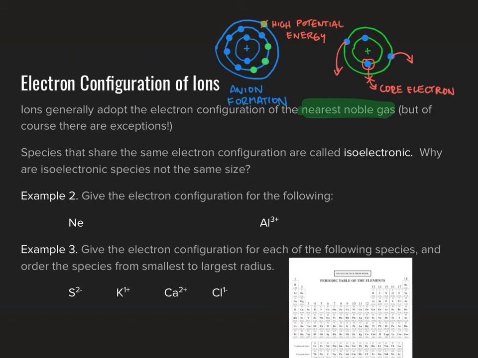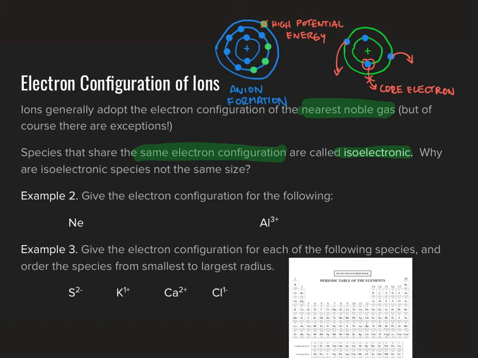Now, if all of these ions are forming the electron configuration of the nearest noble gas, that means many of these different ions are going to end up with the exact same electron configurations as one another. Those species that share the same electron configuration, we call isoelectronic. And what I want to look at now is why those isoelectronic species are not the same size, given that they have the same electron cloud structure.